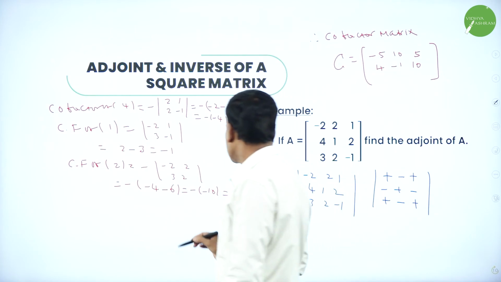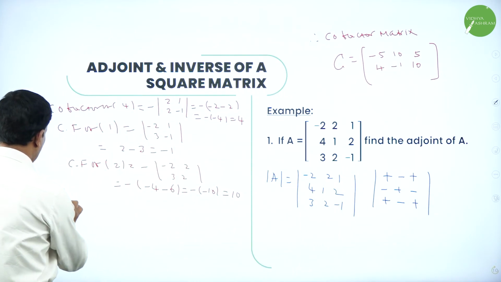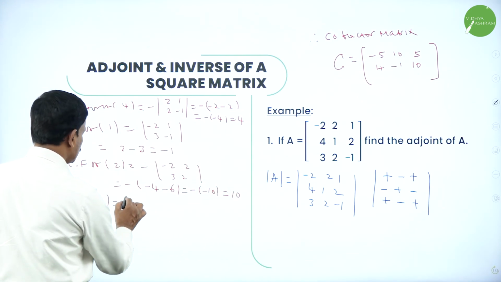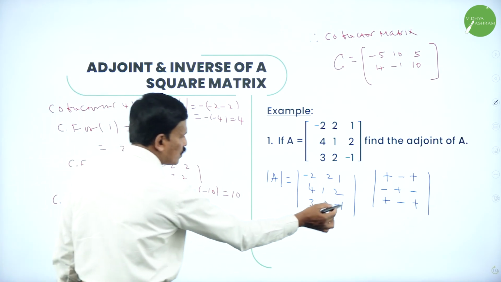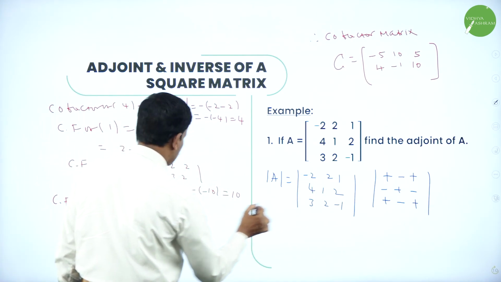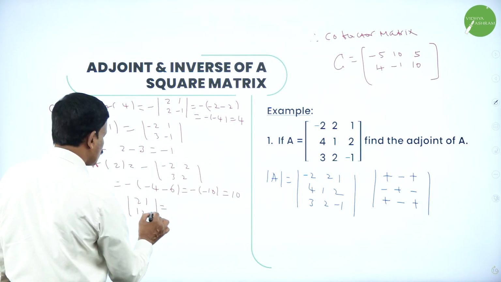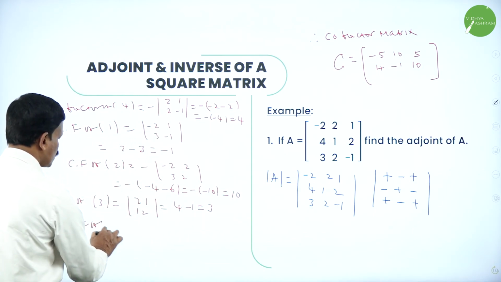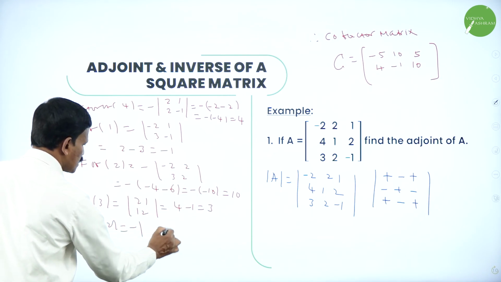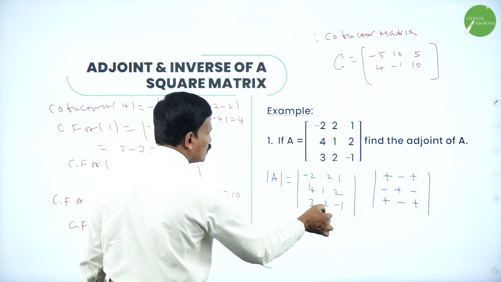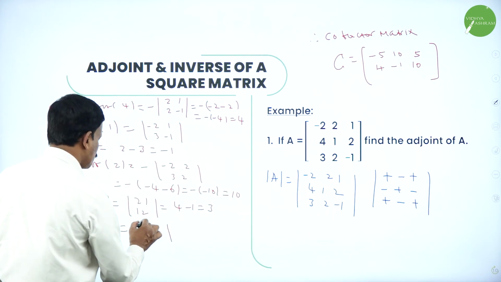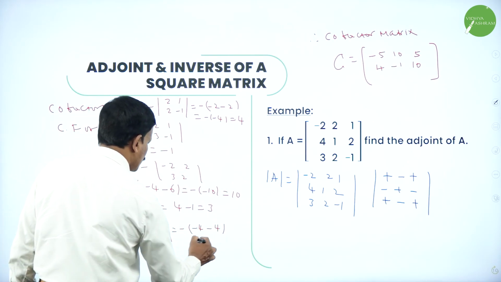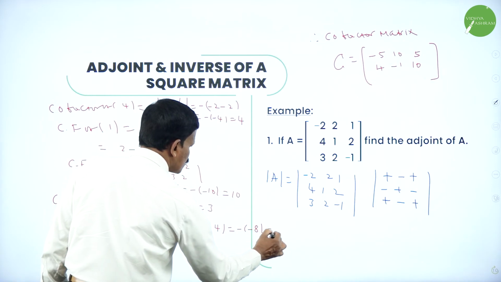Right. Now, come to the last row. The cofactor of 3 is equal to, this row and column is gone. So, what is left? 2, 1, 1, 2. This is equal to 2 times 2 is 4 minus 1 is 3. It is positive. Again, the cofactor of 2, the sign is negative. This row and column is gone. So, what is left? Minus 2, 1, 4, 2. Minus of minus 4, minus 4. This is minus of minus 8, equal to plus 8.